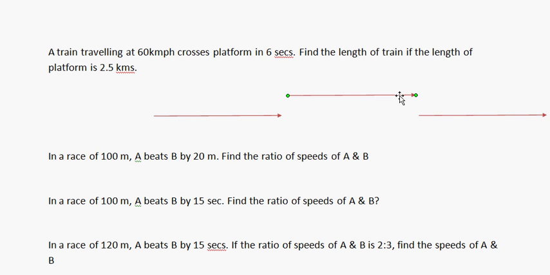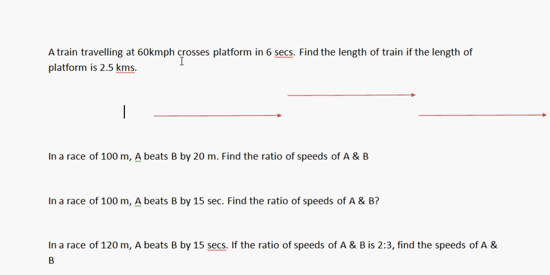So this is the platform the train entered, right? Initially it was at the beginning of the platform. Finally the tail of the train was at the end of the platform. So this arrow now has traveled what length? It has traveled the length of the platform plus the length of the train, right? So this arrow has traveled the length of the platform plus the length of the train, right?